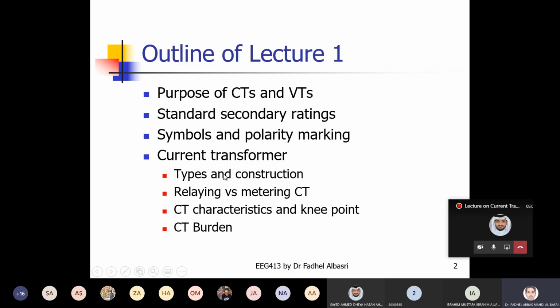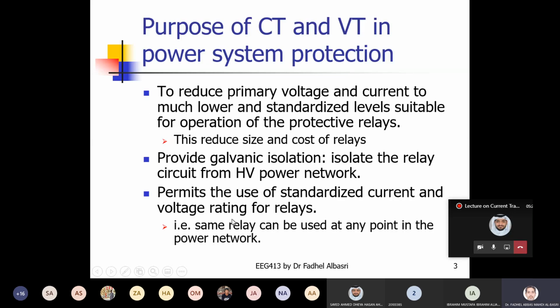Current transformer types and the difference between relaying and metering characteristics, the voltage-current characteristics, and the knee points, and the burden. So these are general definitions, okay, today.